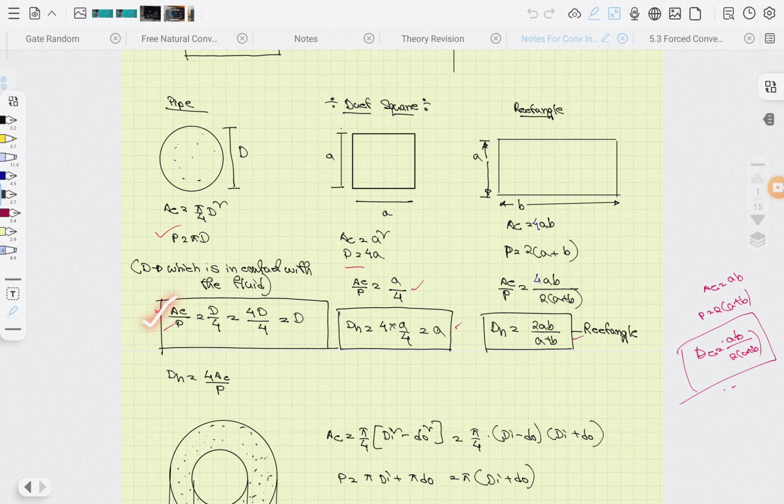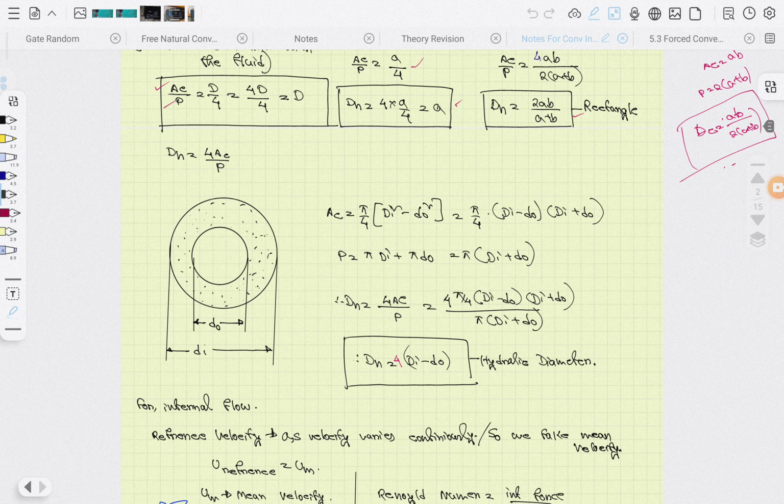So for the duct it is 4Ac by P, this is 4 by 4, that is D for a circular pipe, and for a rectangle it is the area, and for hydraulic diameter it is 2AB by A plus B. Okay, you can see. And each thing is different, for the annulus it is D0 minus Di.